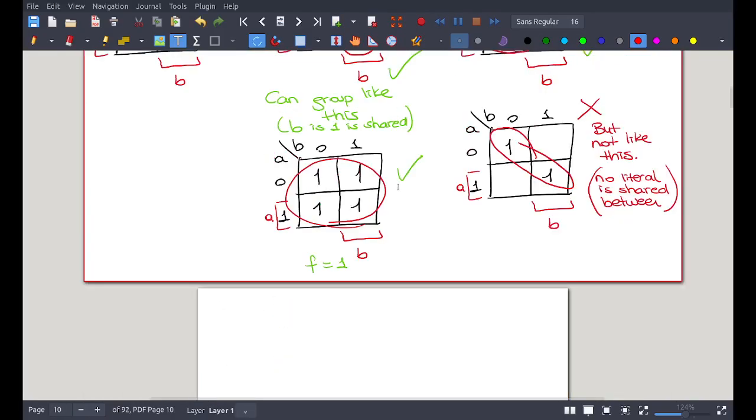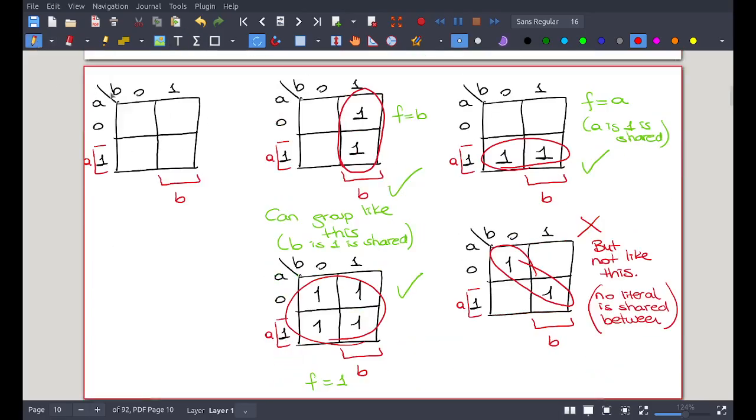So I'm just going to explain to you K-maps, how it works, how you're supposed to use it, etc. So basically, this is how you draw a K-map.